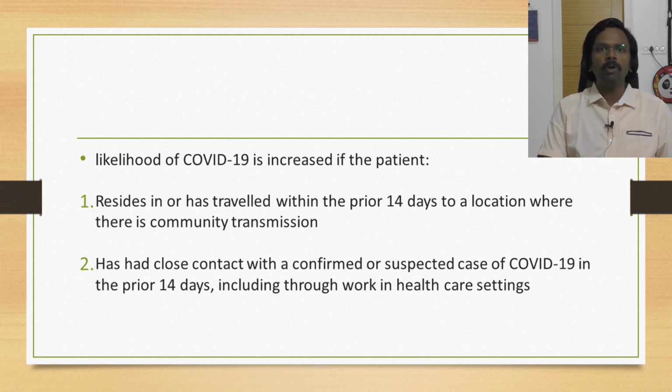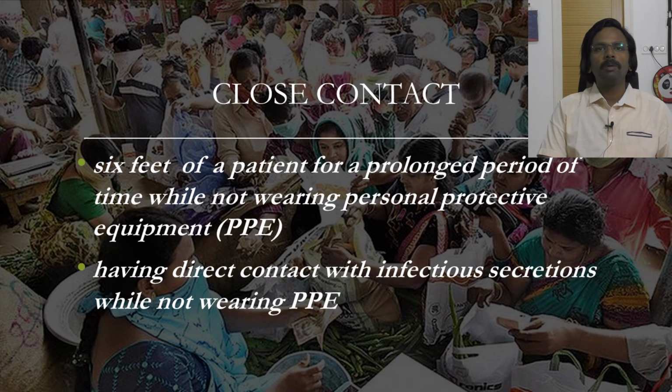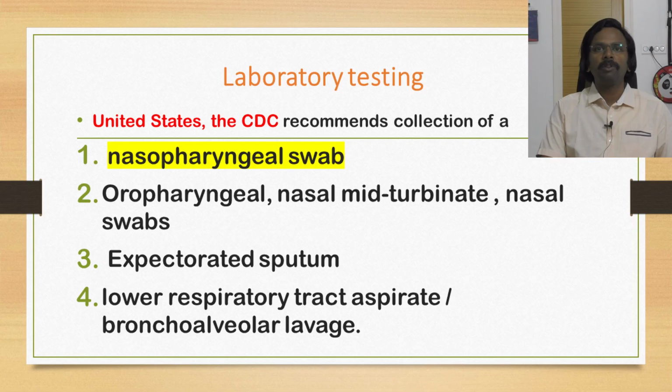test those patients. And what do you mean by close contact? When you are with a confirmed COVID-19 patient within 6 feet for a significant period of time without wearing personal protective equipment, or having direct contact with infectious secretions without wearing personal protective equipment. And what is the test we do, and what specimen is best to confirm COVID-19?